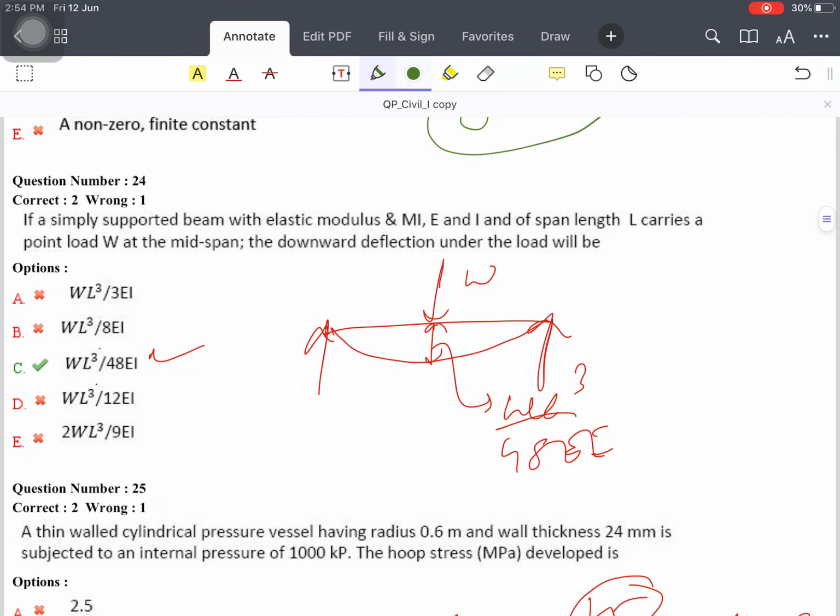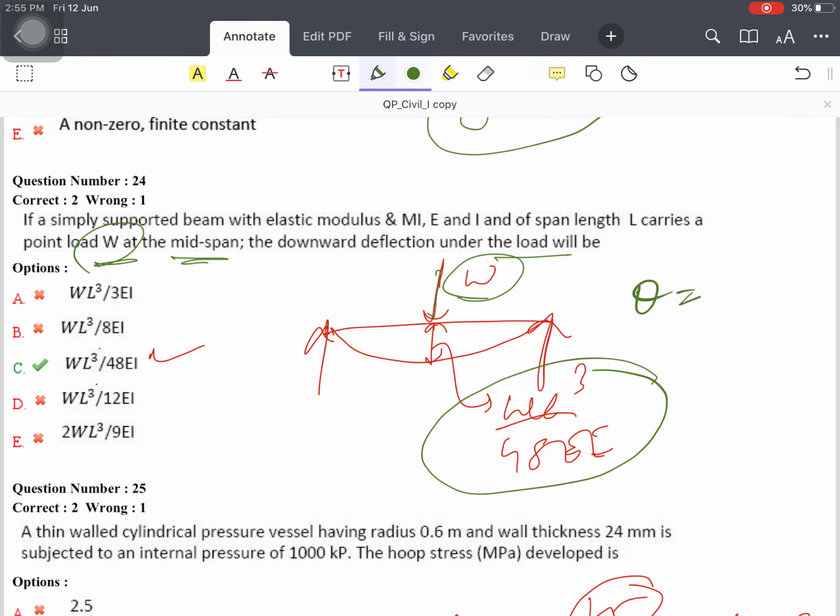Question number 24. If a simply supported beam with elastic modulus E and moment of inertia I and span length L carries a point load W at the midspan, the downward deflection under the load will be. So this is the simply supported beam, this is the load W. So deflection, this is the standard value we need to remember: WL cubed by 48 EI. And the value of slope will be WL squared by 16 EI.